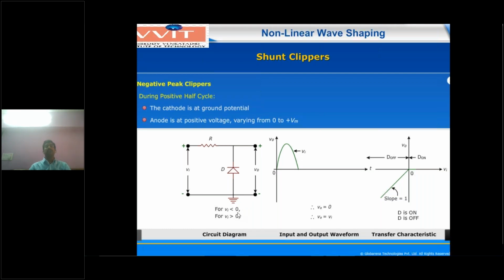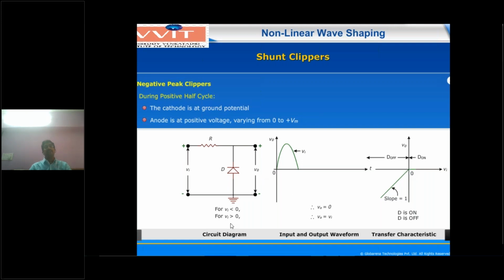Now for these two conditions, what are the output voltage values? First, Vi less than 0. That means you are applying a negative peak, coming in this direction. So the diode will be in on condition. This is also reverse bias, with a reverse negative input voltage. The diode on means it acts as a short circuit. Once it is a short circuit, the output voltage across the short circuit is 0, and the slope is also 0.